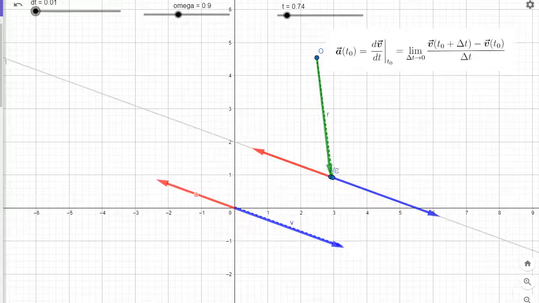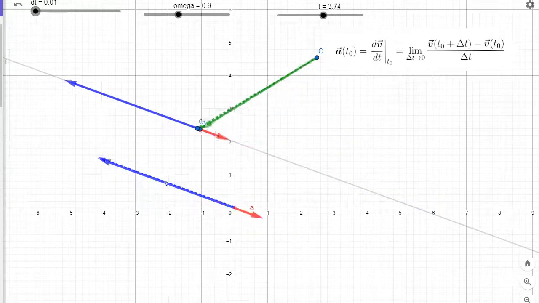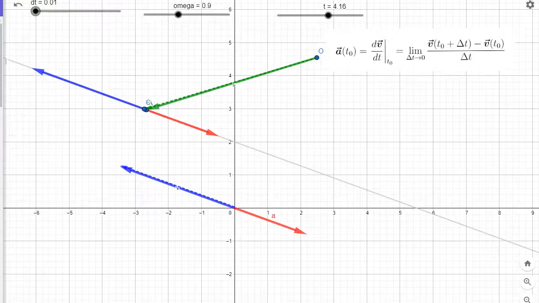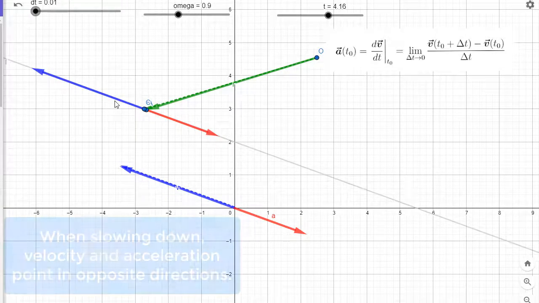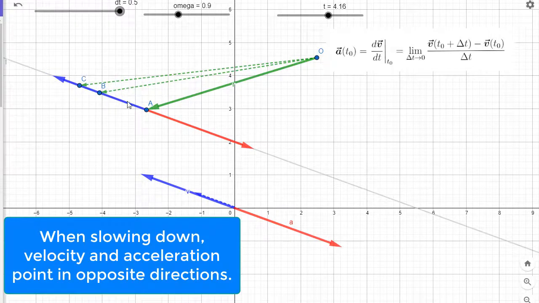Now what I want you to do is look at a case where it's slowing down. Right here it's speeding up, there it's slowing down, and this is probably a good place to look. Right? When it's slowing down, notice that the acceleration vector is in the opposite direction as the velocity. Right? Opposite direction. And again, we can explain it by splaying these times out, right?